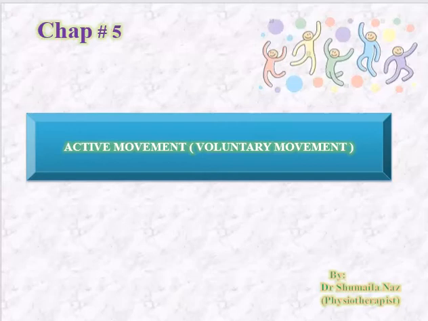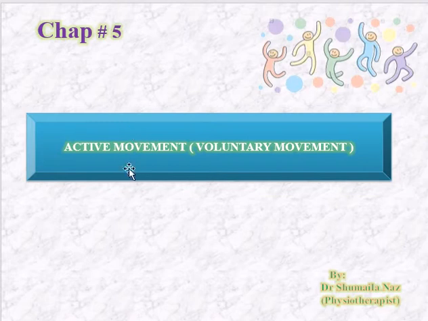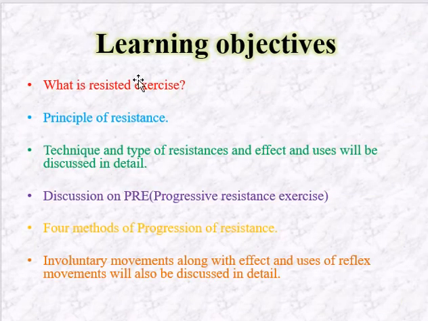Hi, Dr. Shmaila here. Today we continue with chapter number 5, part 2, that is active movement. Our learning objectives: what is resistance exercise, principle of resistance, techniques and type of resistance, effect and uses will also be discussed in detail. Further discussion on progressive resistance exercise, power methods of progression of resistance will also be discussed. Then involuntary movements along with effect and uses of the reflex movements will also be discussed in detail.